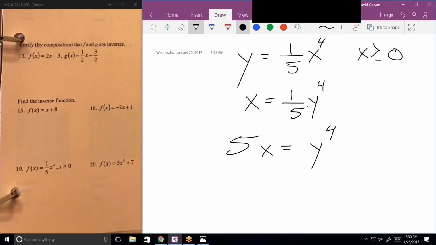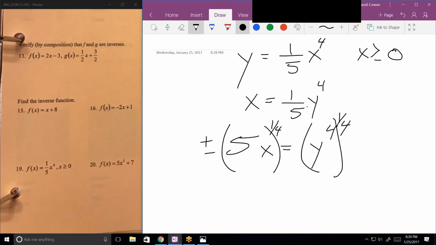And then what? Then we would divide by 5, leaving y to the fourth. And then we would exponentiate by 1/4 on both sides. And this normally would be the plus or minus. You would need it because you're taking an even-powered root.